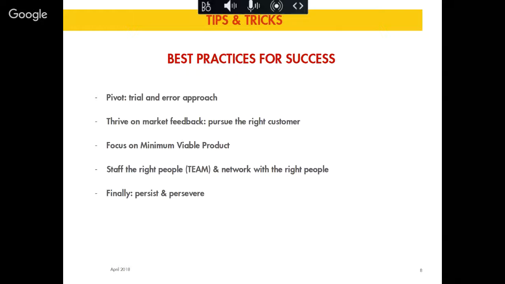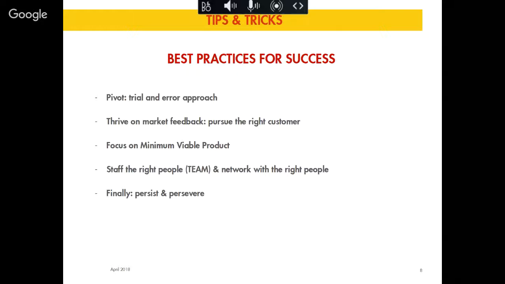Now, a key thing to remember here as a caveat is to also pursue the right customer. For example, let's say if you want to sell waterproof paint, you want to make sure that the customer that you're targeting really has a problem or a pain point with his current paint product. Don't try to sell something to a customer who does not have a pain point that can be resolved with the solution you're providing.